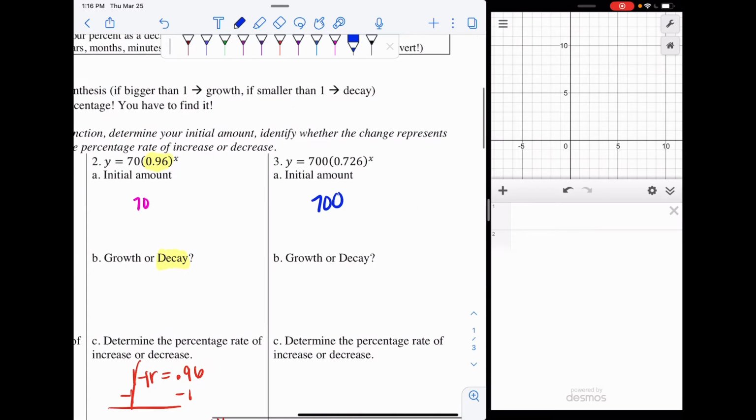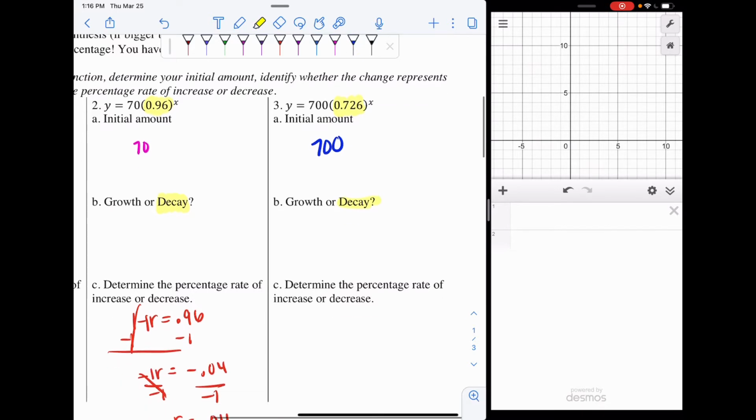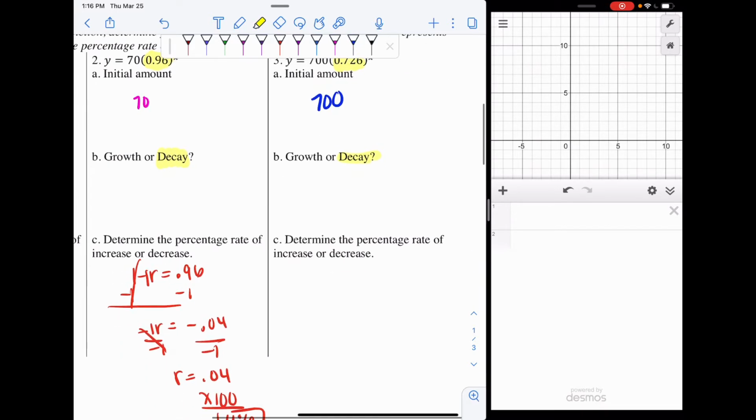A lot of 7s today. Now I have to ask myself if it's growth or decay. Look at the number inside your parentheses. It's a 0.726. So that's smaller than 1, so this is a decay example. Now determine the percentage rate of increase or decrease. So this is a decrease situation because it is decay.